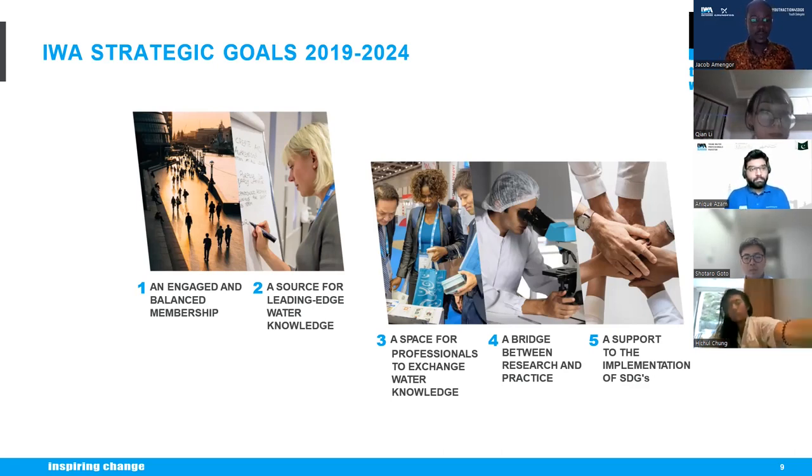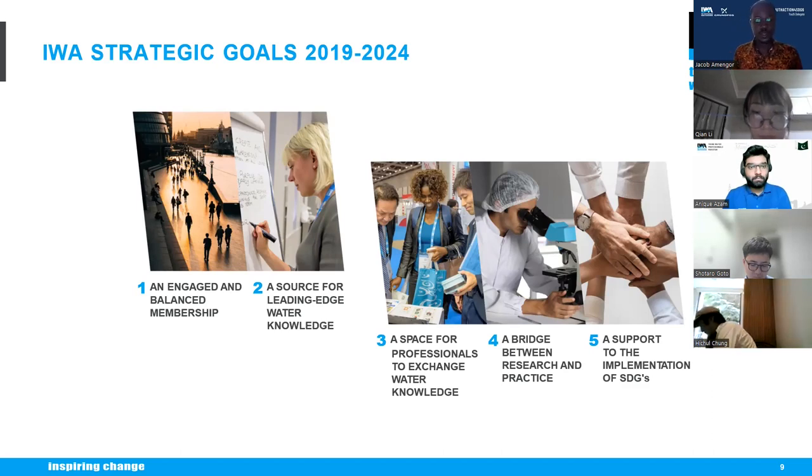The second goal is a source for leading edge water knowledge. That is, the IWA will have strengthened its position as an authoritative source and global reference point for water knowledge, addressing and informing on emerging potentially disruptive trends within the sector and the wider world. The third one is a space for professionals to exchange water knowledge. That is, the IWA provides a broad range of professional content and programming that is relevant and widely valued by the water sector.